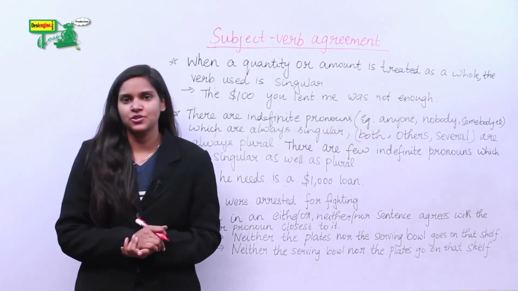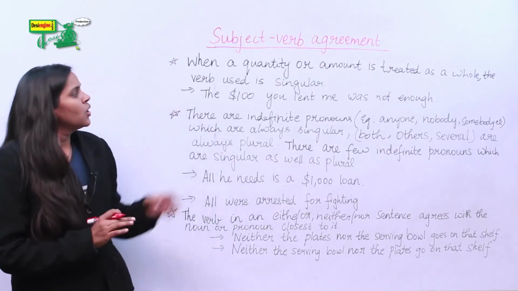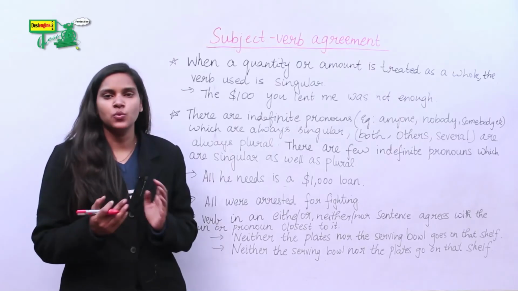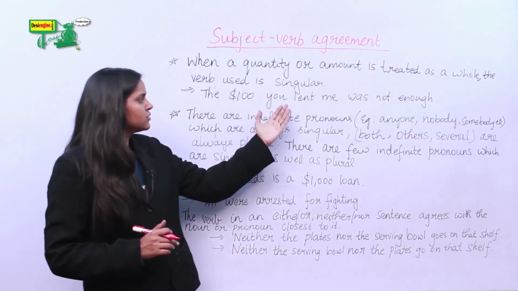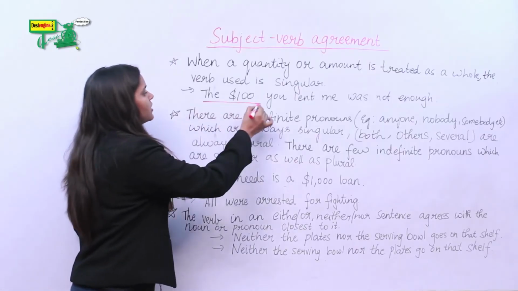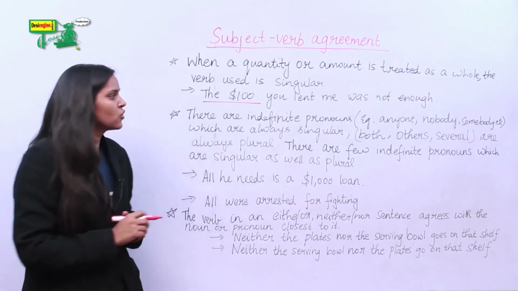Let's go through the last set of rules regarding subject-verb agreement. When a quantity or amount is treated as a whole, the verb used is singular. For example, the $100 you lent me was not enough. Here, the amount $100 is treated as a whole. Therefore, the verb used is singular.